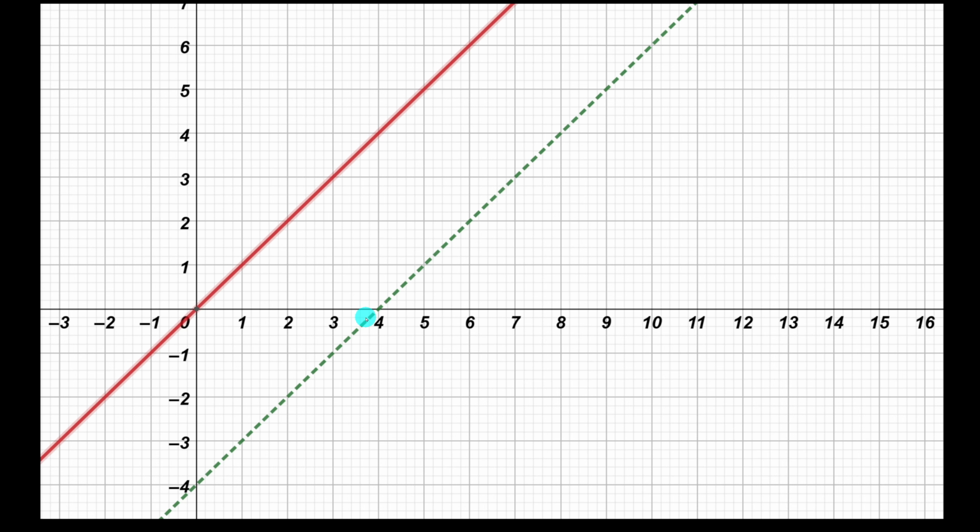Now the question is a simple question. What is the equation of the green line? You already know the equation of the red line. The red line is y equal to x. So what is the equation of the green color line? This is the first question.